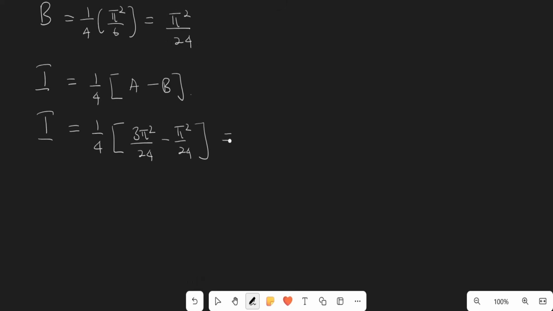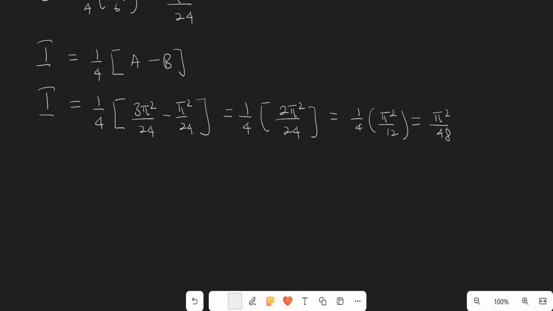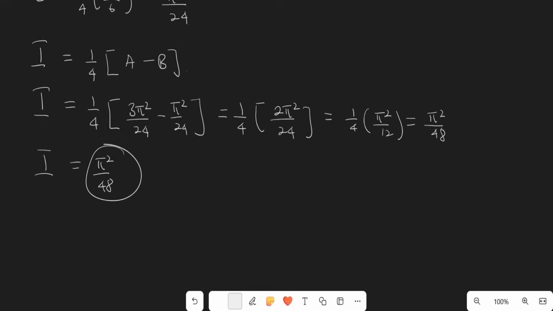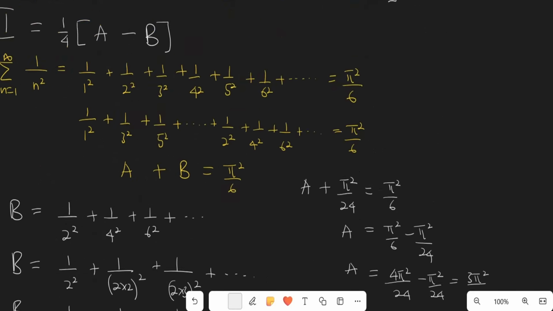So this one is equal to 1 all over 4, and then 3 pi squared minus pi squared is 2 pi squared all over 24. And this is the same as 1 over 4 times pi squared over 12. And this is equal to pi squared over 48. And therefore I here is going to be equal to pi squared over 48. And this one agrees with the answer that MIT gave for this beautiful integral.